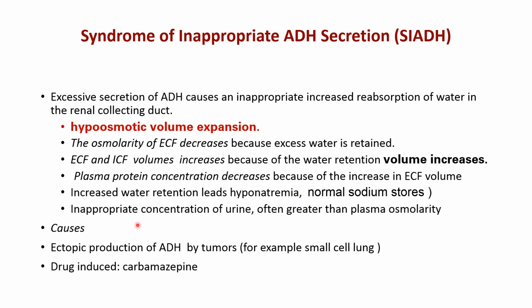And here we have inappropriate concentration of urine. Usually the urine concentration is so high, and it's much higher than the plasma osmolarity. Some of the causes of this are ectopic production of ADH by tumors like small cell lung carcinoma, and some drugs like carbamazepine, which is one of these anxiolytic drugs. You will learn about this. You don't have to worry about this at this point until the time you learn about it.